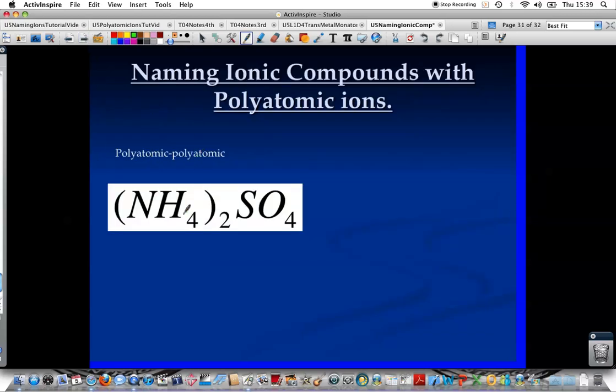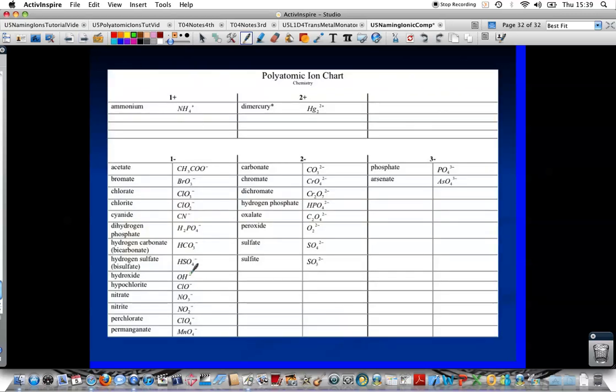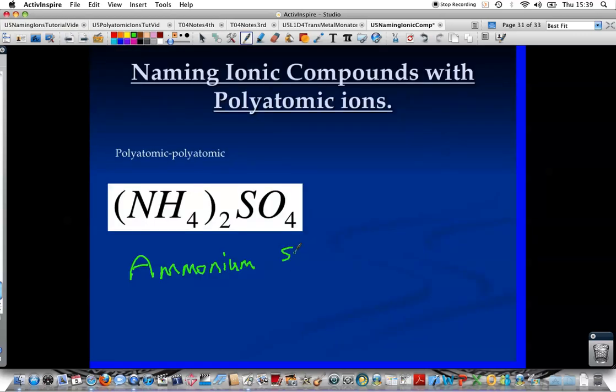Here we have a polyatomic and a polyatomic. Again, we have the NH4, so that's ammonium. And then we look on the periodic table for that SO4. There's the SO4, and so that's sulfate. And so it's ammonium sulfate. Again, if we count the number of elements, I got one there, one there, one there. I got 4 different elements in this compound. So it tells me that more than likely I got a polyatomic ion.